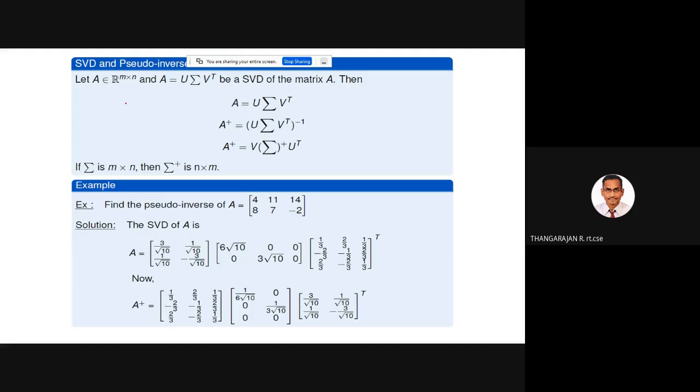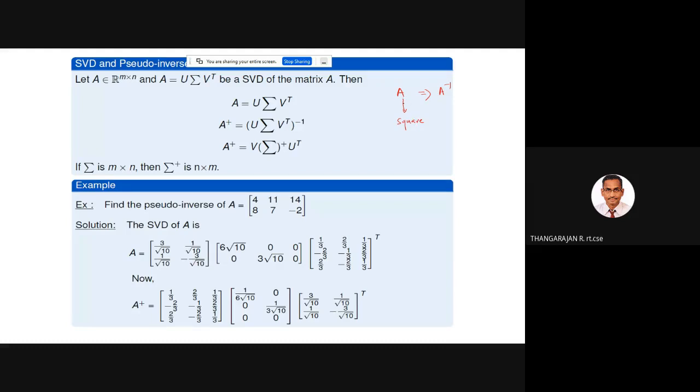Now, one beautiful thing about SVD is that it lets you find the inverse of a matrix. You know that, suppose A is a matrix, to find the inverse you need to find A inverse. So how to find A inverse? The first thing is that A should be square. Only for a square matrix do you have a procedure or algorithm to find the inverse. You can find the inverse of a square matrix alone.